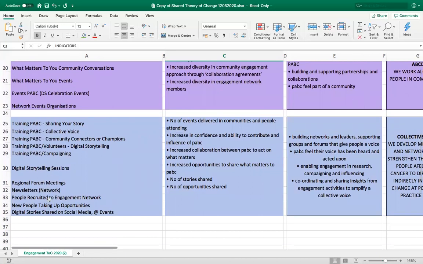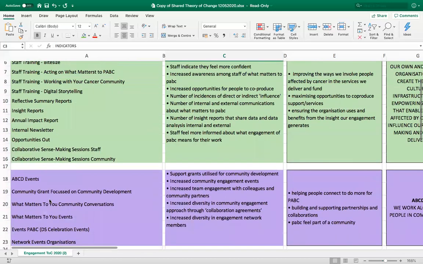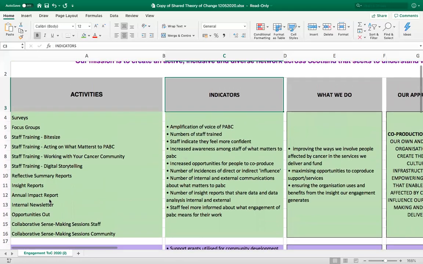People recruited to the engagement network, well, recruitment needs to happen behind the scenes, so that's going to be part of your process. The engagement network itself, once people are recruited, that's going to be your output. So it might just help to divide those up separately and then think about measuring them separately as well.